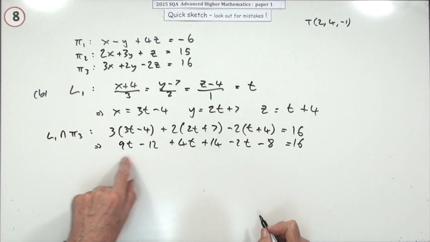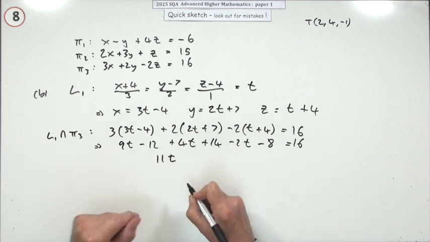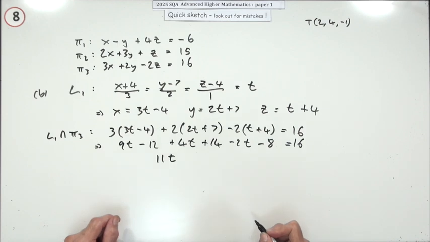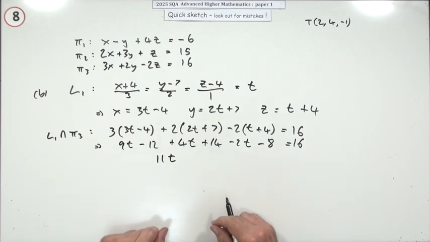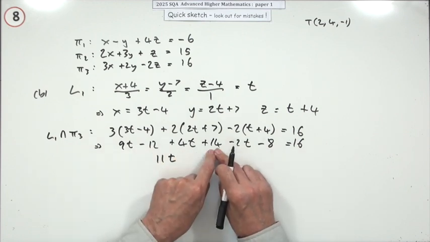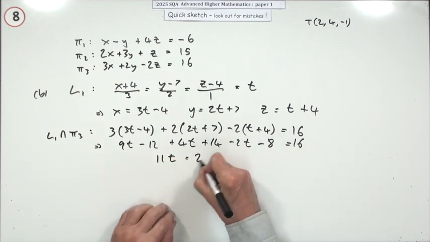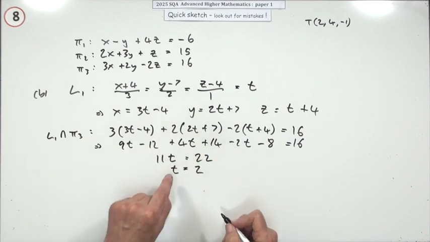I just gather it up carefully. So you've got 9 and 4, take away the 2, that's 11t. That's nasty because you don't want fractions for your parameter. But if that turns out to be a multiple of 11, that's fine. And then we've got minus 20, so it's minus 6, that makes 22, so there you go. All's well that ends well. Divide that by 11, 2. So it's the point with parameter t equals 2.